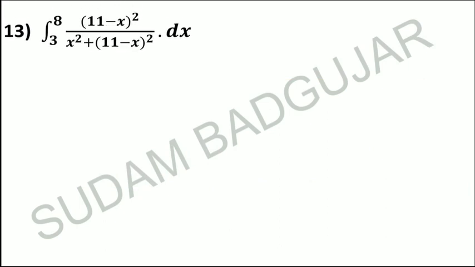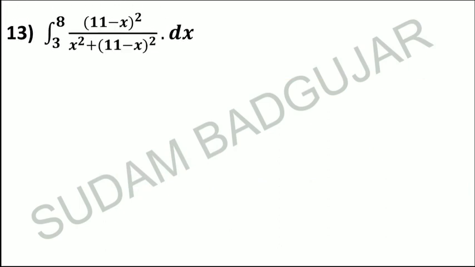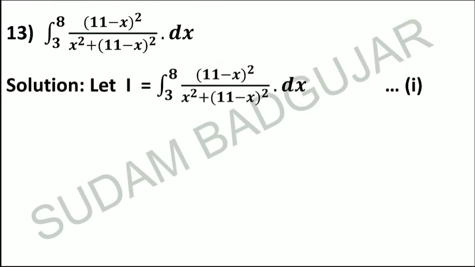Next is integration of 11 minus x the whole square upon x square plus 11 minus x the whole square into dx. You can interchange the place here at the denominator because addition is there. Addition is commutative. You can write 11 minus x first and x square last, or in this way. Okay, then this integration we can solve by the traditional method, that is by using property number five.